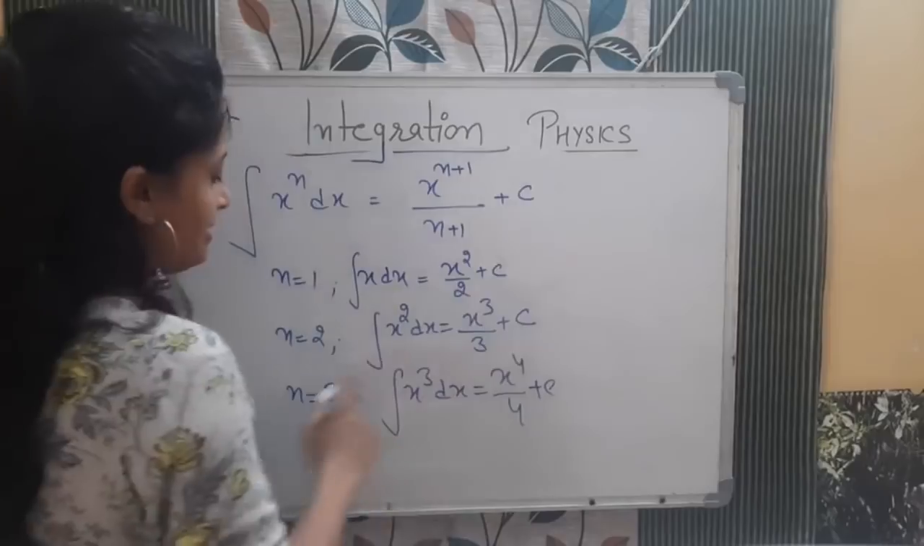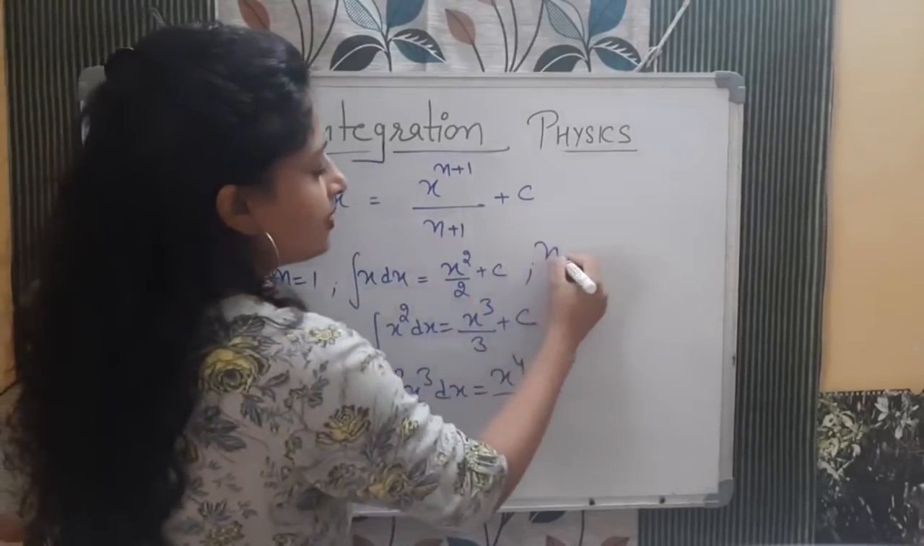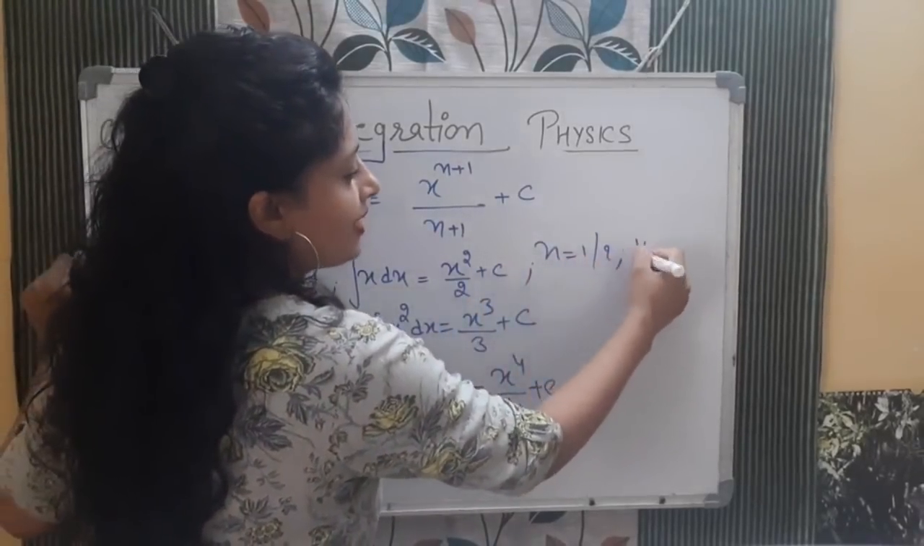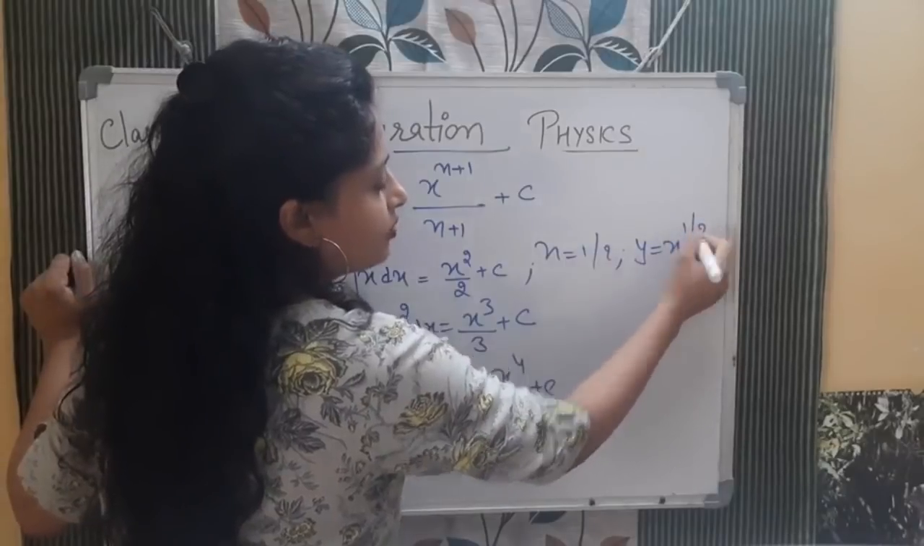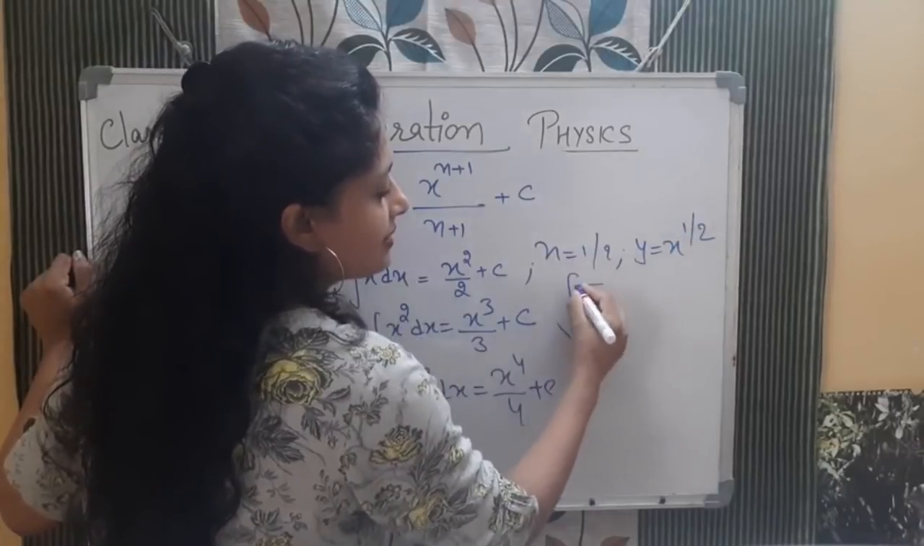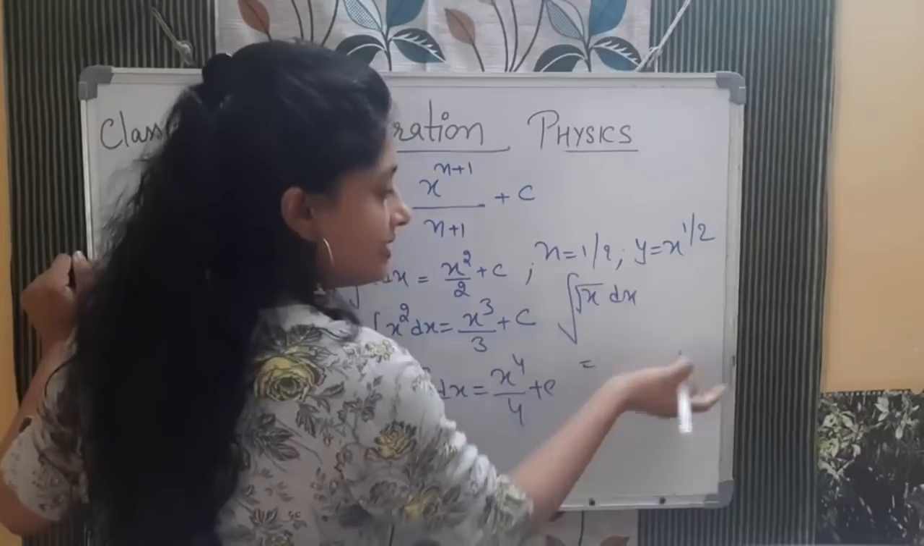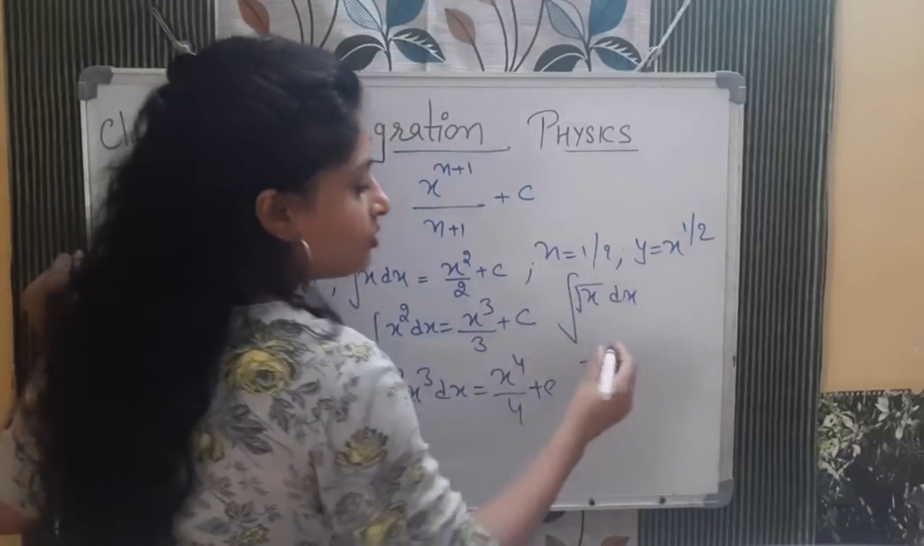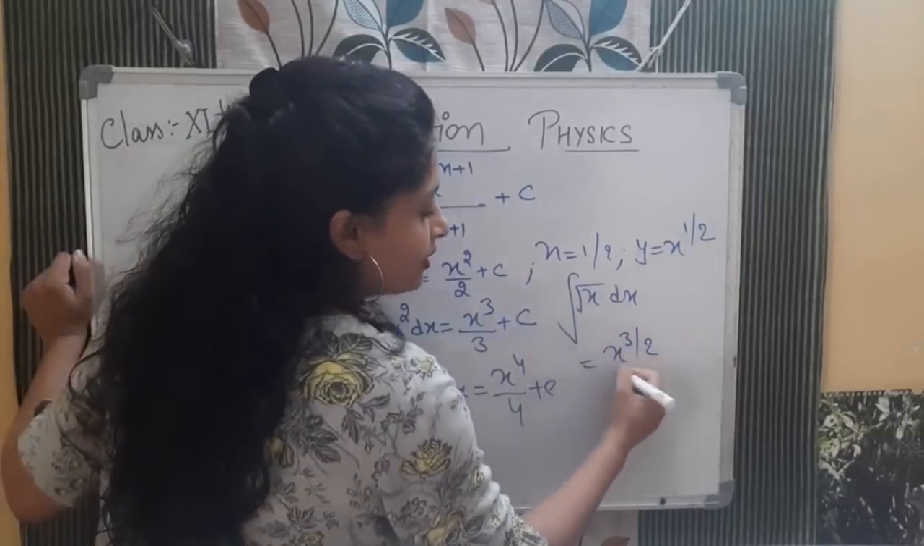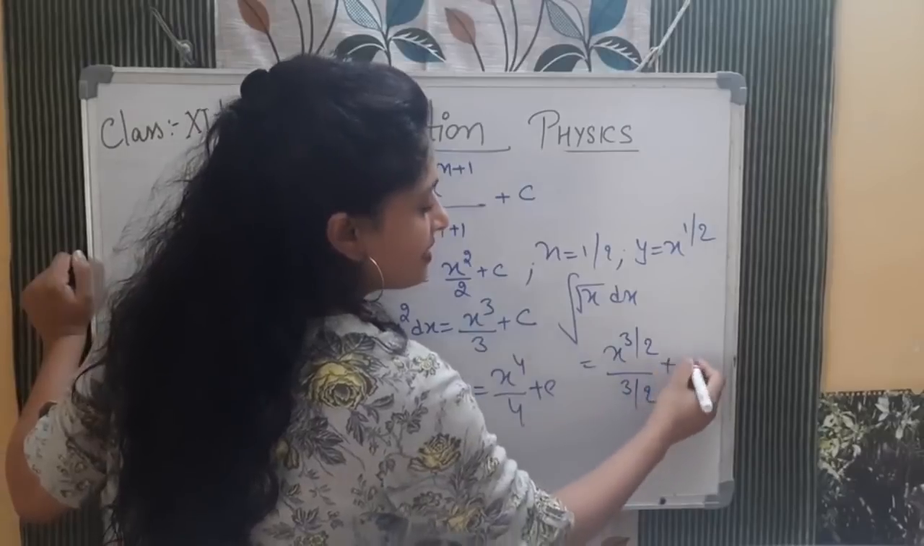If I say n is equal to 1 by 2, it means y is equal to x raised to the power 1 by 2. Now calculate the integration. So x under root x dx. Again increase 1. 1 by 2 plus 1 is equal to what, child? 3 by 2. You will write it like this, plus c.